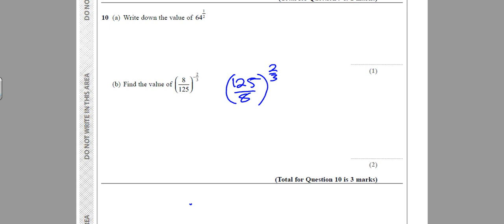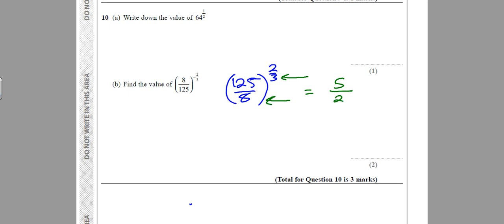But it still stands. We've got to deal with this bottom first of all. So we've got to do the cube root of 125. So something times something times something makes 125, and that something is 5. On the bottom, we've got to do the cube root of 8. So something times something times something is 8. A little bit easier, and that's 2.